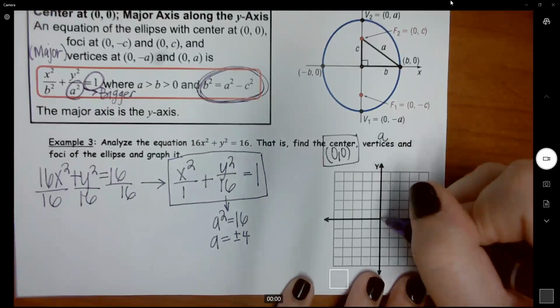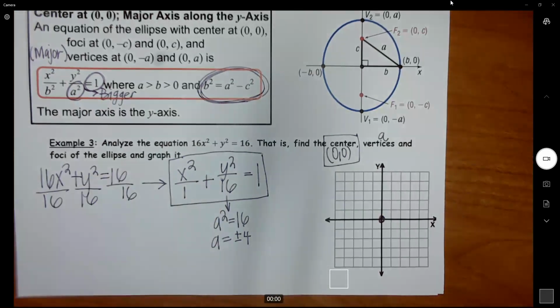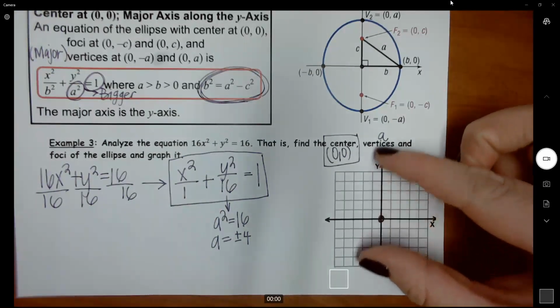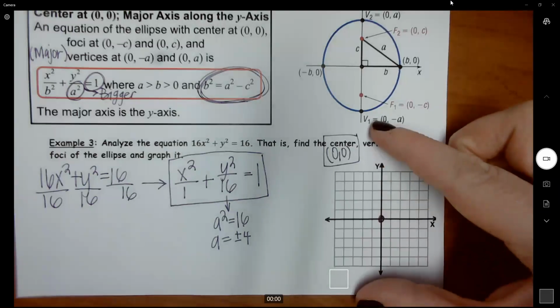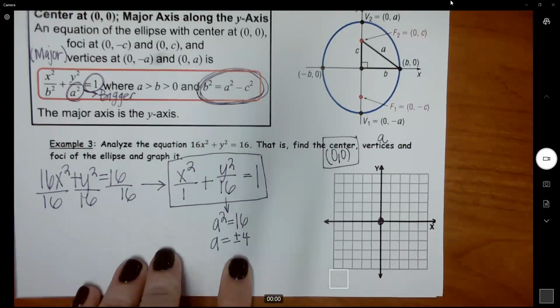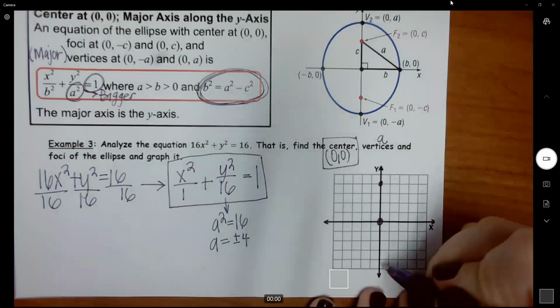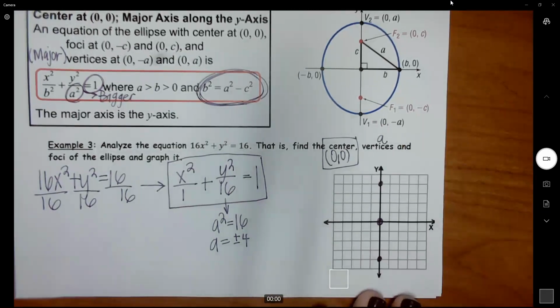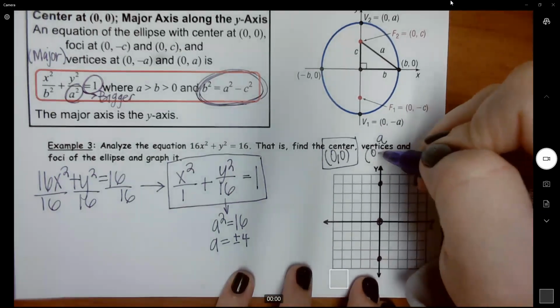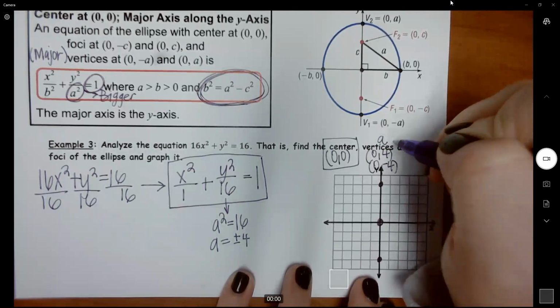So let's go ahead and plot the center. And I know, because my bigger number is under the y, that it is stretched vertically, so it's going to be longer up and down. So when I go to plot my vertices, I'm not going left and right like I did last time. I'm now going up 4 and down 4. So my vertices are 0, 4 and 0, negative 4.